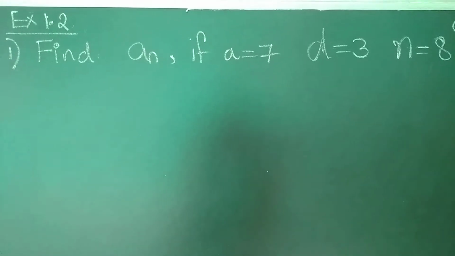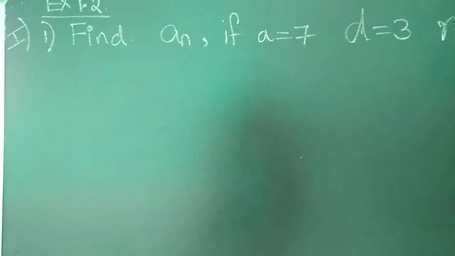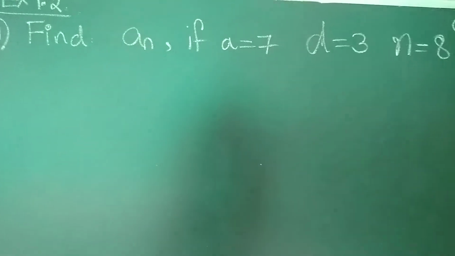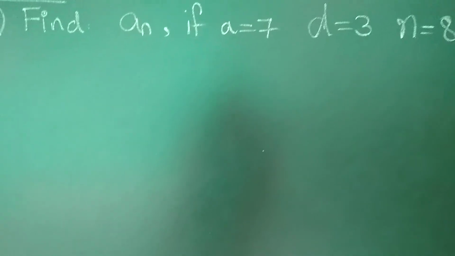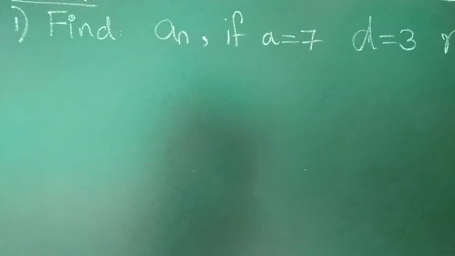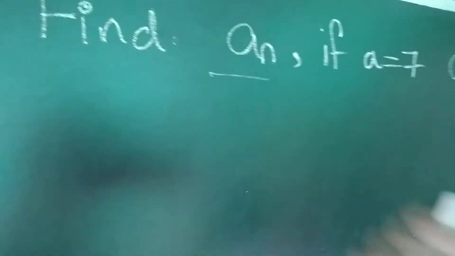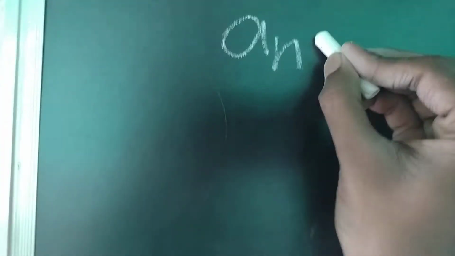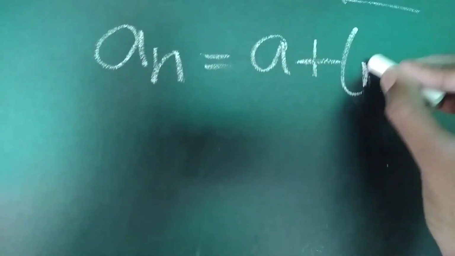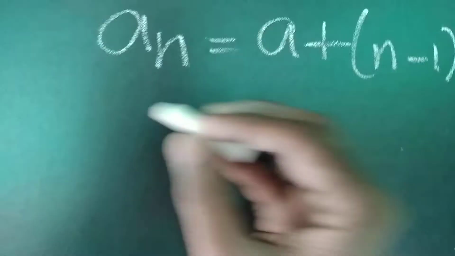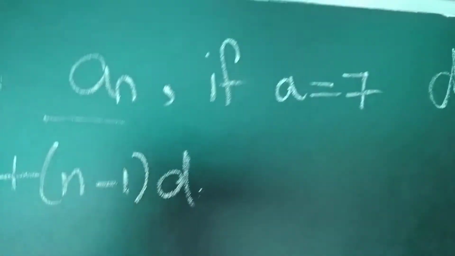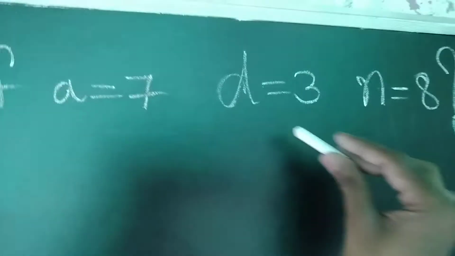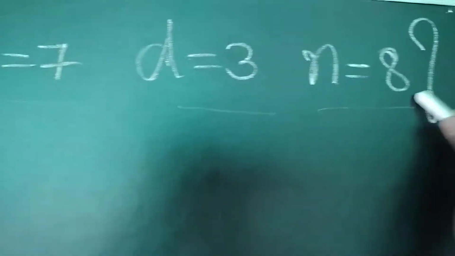First, exercise 1.2. First main, we have a question like this. Find an if a equals 7, d equals 3 and n equals 8. So, whenever they have given find an, you have to make use of the an formula, that is an equals a plus n minus 1 into d. After that, we have to write whatever they have given in the question. They have given the first term to be 7, d equals 3 and number of terms to be 8.